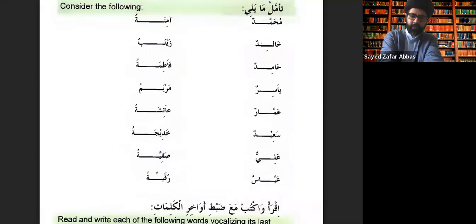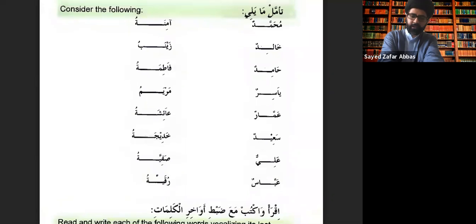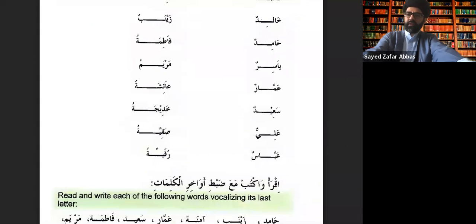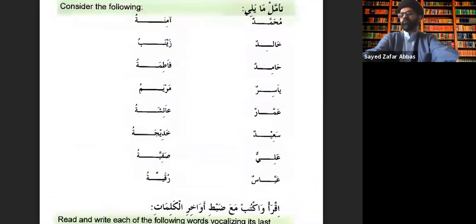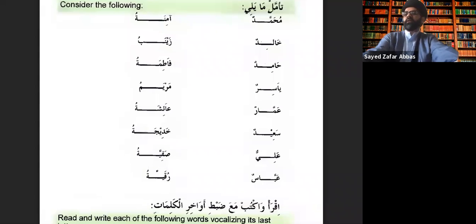please. So here we're being introduced to some more new words. Why are these words important? Let's go through the words and then we'll mention why these words are important. So we have Muhammad, Amina, Khalid, Zainab, Hamid, Fatima, Yasir, Maryam, Ammar, Aisha, Saeed, Khadija, Ali, Safiya, Abbas, and Ruqayya. So here we're just being introduced to some names that are used commonly in Arabic.